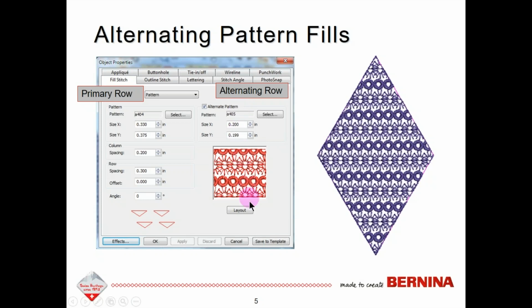So when you look at the object properties for alternating pattern fills, you'll see that there's a primary pattern and then there is a secondary pattern. So by manipulating and changing around the pattern that you select, as well as the size of the different patterns and the spacing, you can get all sorts of combinations.